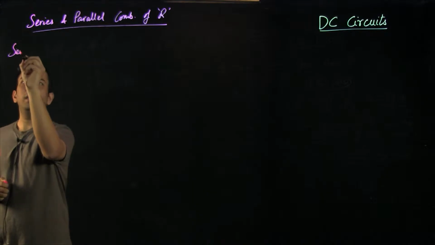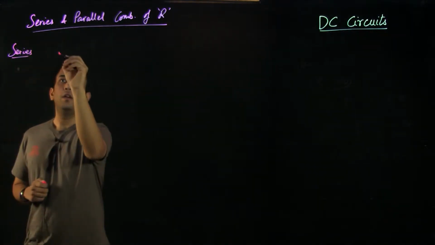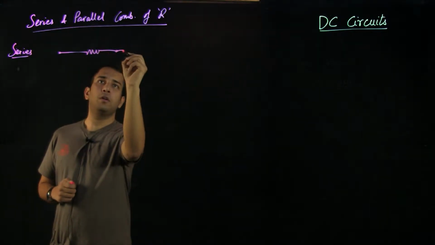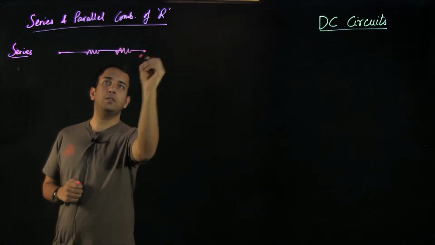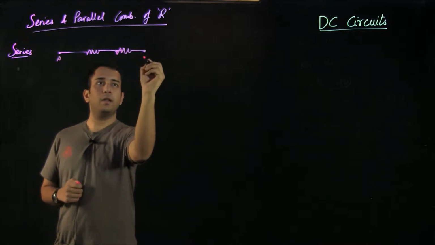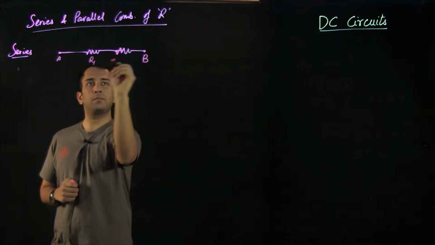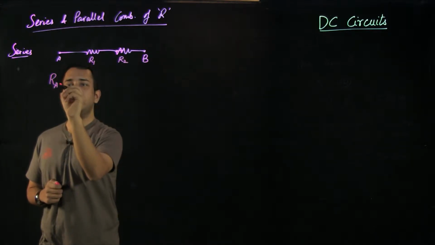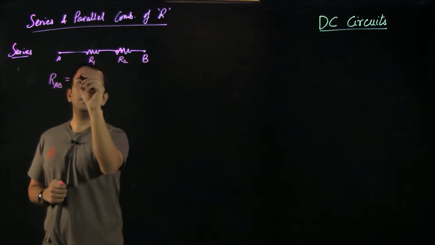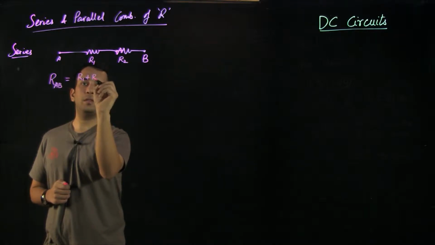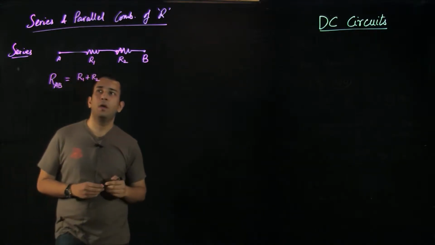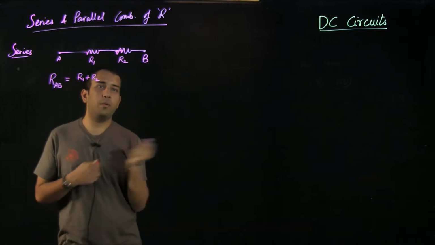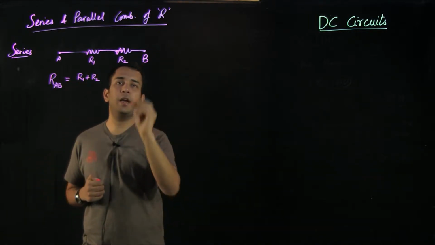So in series combinations, if we have two resistors, this is point A, this is point B, then we know that the net resistance across AB is R1 plus R2. The series combination has specifically two important properties which we'll be using again and again.